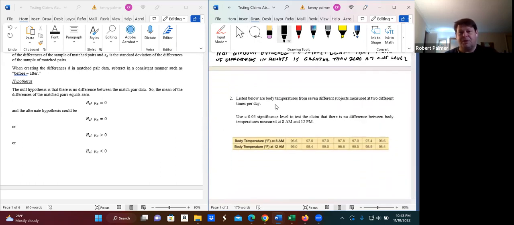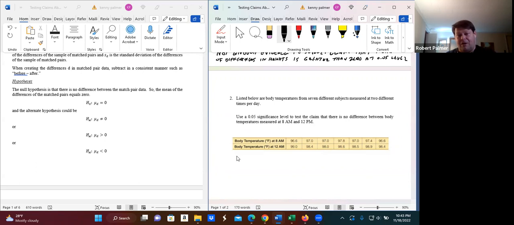And this one says, listed below are the body temperatures for 7 different subjects measured at 2 different times in the day. Use a 0.05 significance level to test the claim that there is no difference between body temperatures measured at 8 a.m. and 12 p.m. So once again, for 7 people, they measured their body temperatures at 8 a.m. and 12 p.m. So once again, this is paired data, because they're paired by person, okay? Like the presidential value is kind of paired by year, by election. This is paired by person, essentially the before and after.